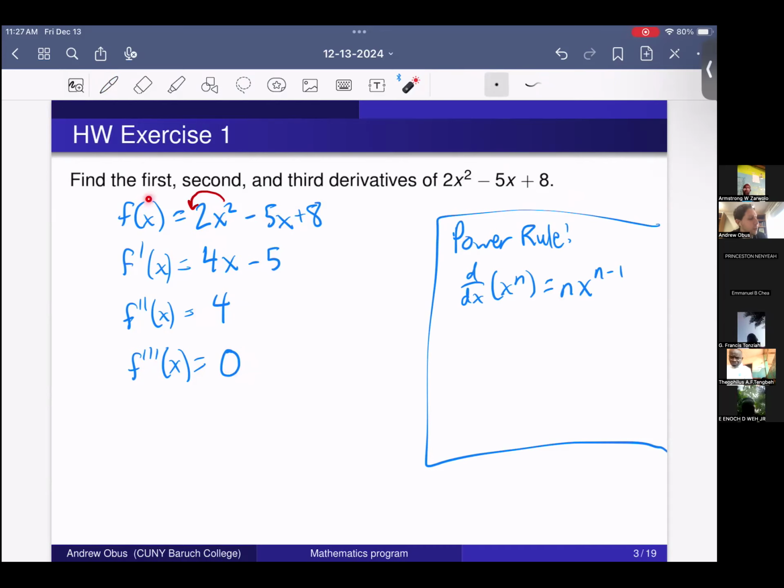All right, any questions on this example? Oh, okay, if it's fine, let's move on.